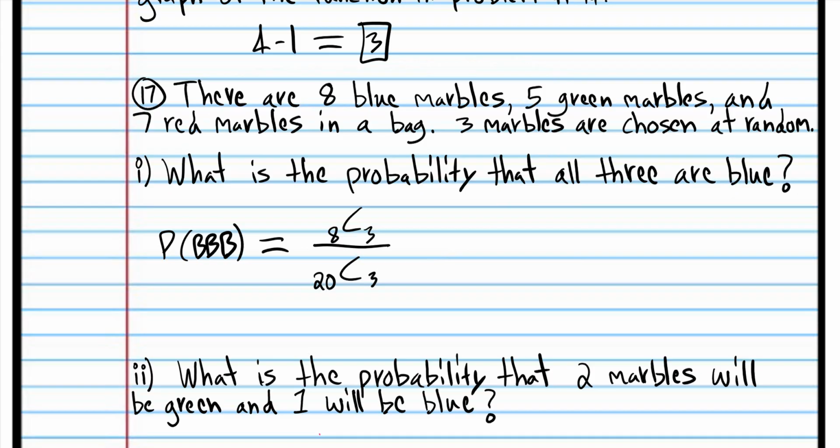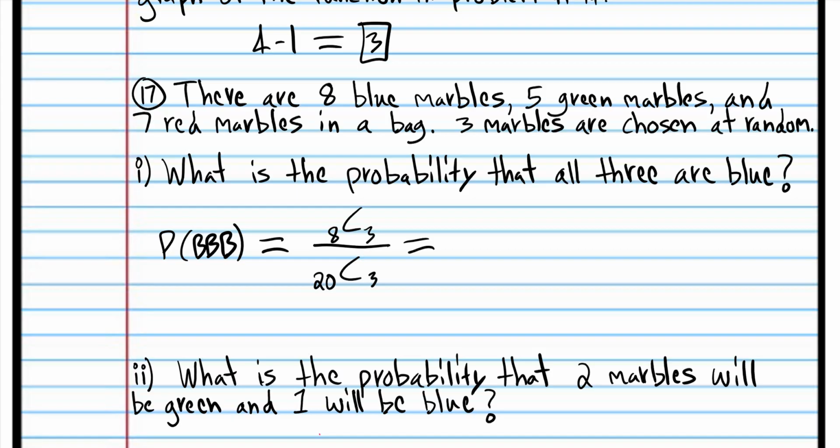So how many ways can you choose 3 things out of 20? That's the sample space down here. And the number of ways you can choose 3 things out of 8, that's the outcomes that we want. The number of ways we can choose 3 blue marbles out of 8 total blue marbles.